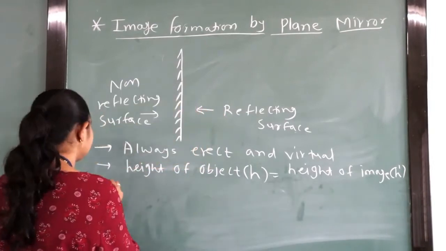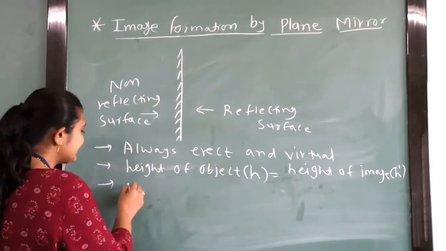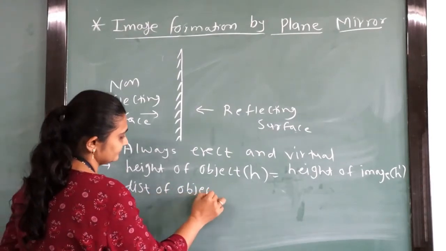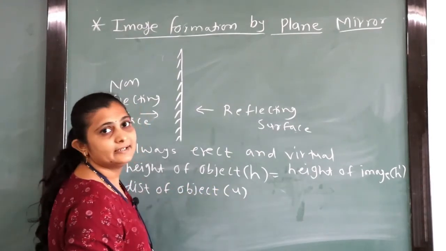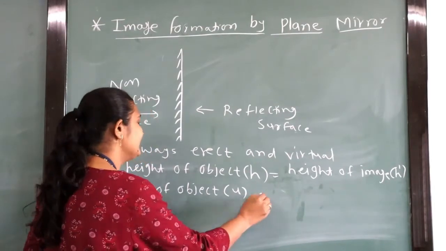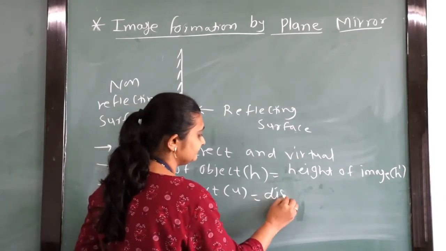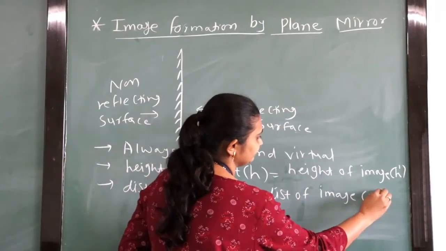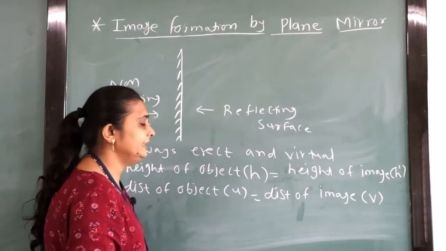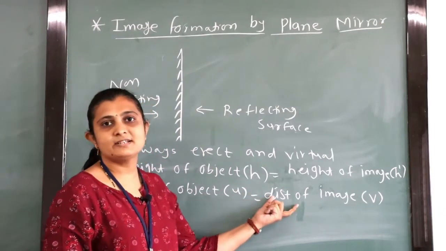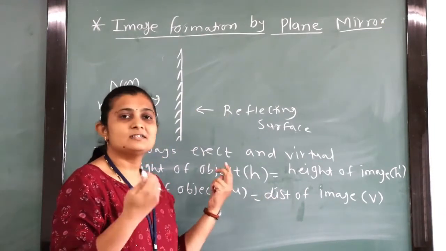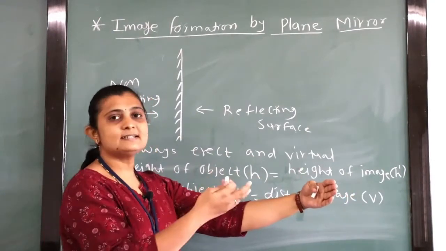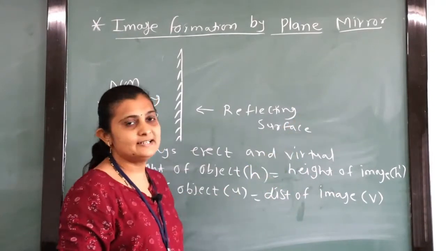Next point, distance of object, denoted by the letter small u, is equal to distance of image, which is small v. Object distance and image distance are always equal. Suppose I am the object and here is the mirror, then object distance is equal to the image distance.